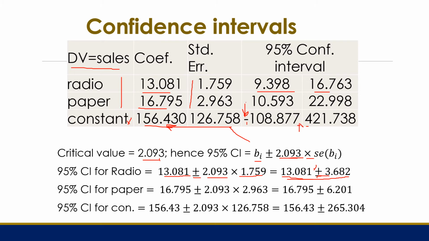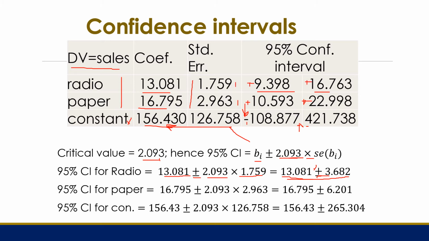But for the others, this is positive, and this one is also positive. So 0 is somewhere down here, and this one is also positive and positive. So 0 is somewhere down here.